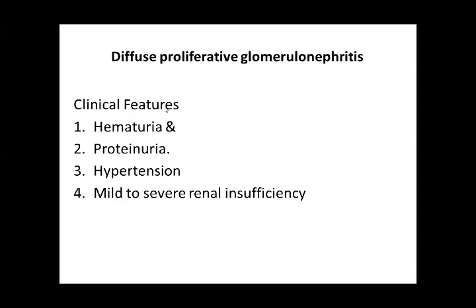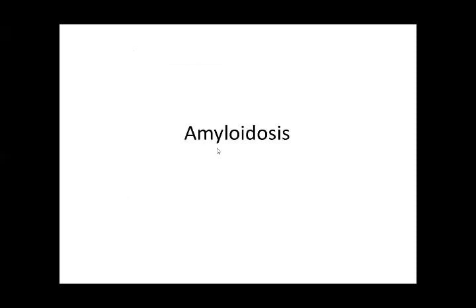It will cause hematuria, proteinuria, hypertension, severe renal insufficiency. Those are features of nephritic syndrome. Hematuria, proteinuria, hypertension, azotemia, and oliguria, mild to severe renal insufficiency, right? Anuria, no urine; oliguria, less than 400 ml per day; polyuria, more than 3 liters of urine per day.